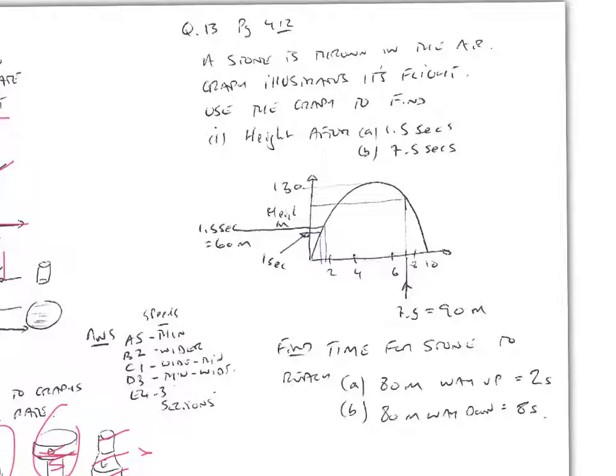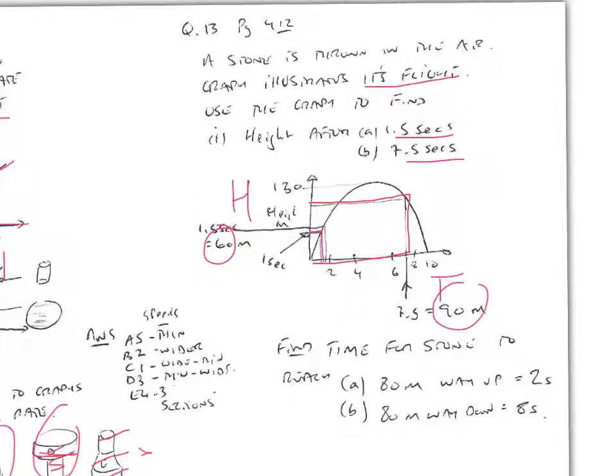Now, let's look at question 13, page 412. A stone is thrown into the air. The graph illustrates its flight. Use the graph to find height after 1.5 seconds and 7.5 seconds. This is height, this is time. So we go to 1.5 seconds and we see that it's about 60 meters. And at 7.5 seconds, we see that it's about 90 meters.